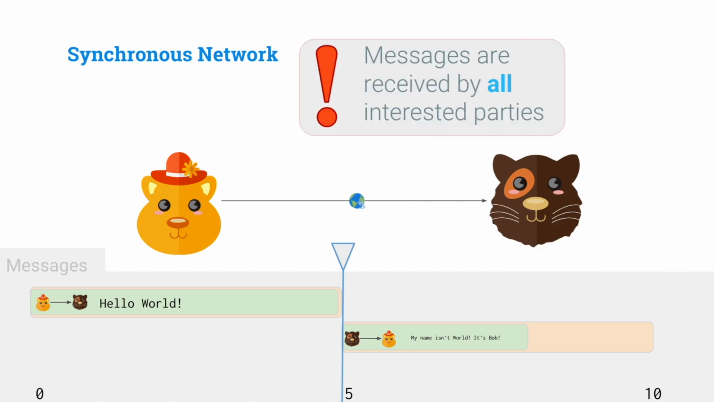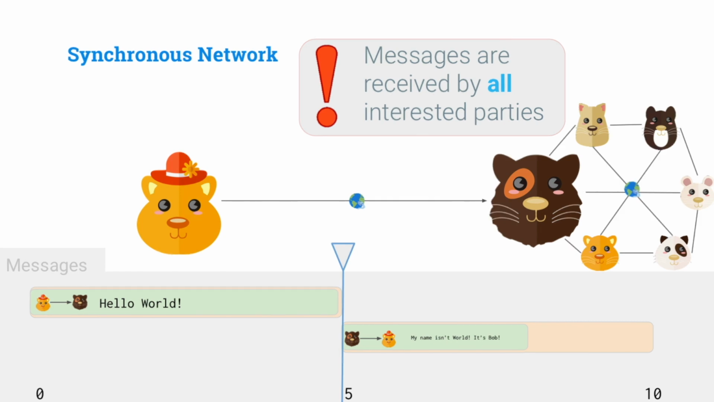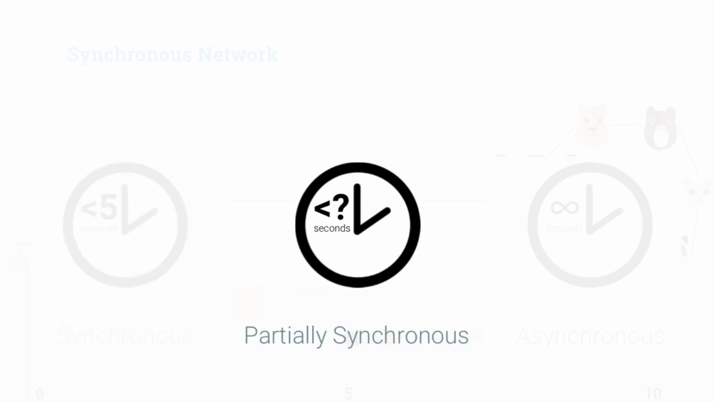Now, messages are received by all interested parties, right? This is an important note. So if Alice is not just sending to Bob, Alice is sending to a whole network, then it must be the case that all parties received that message within the time 5 seconds, or whatever our synchrony bound is. So now all messages have been received by all parties. Now, that is synchronous networks. Those are the strongest assumptions, right? That's a pretty strong assumption.